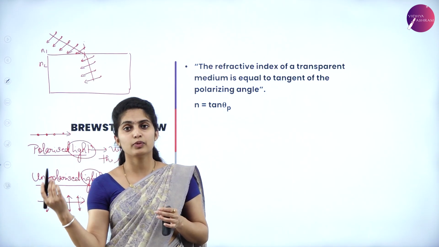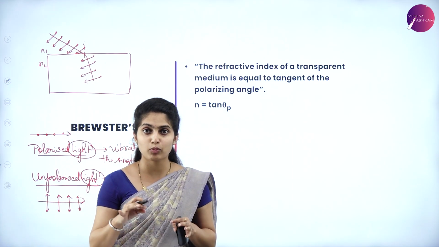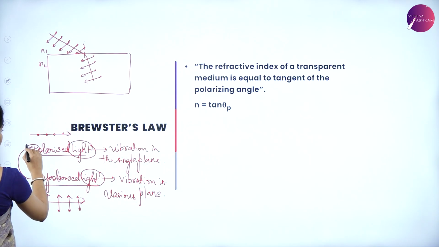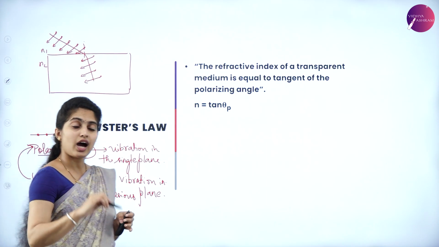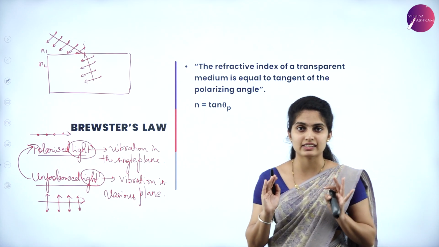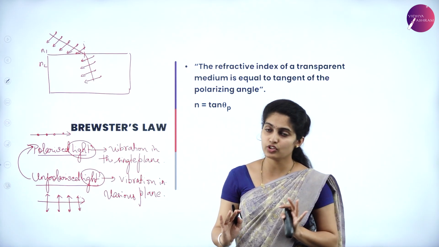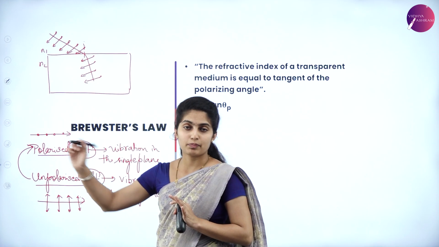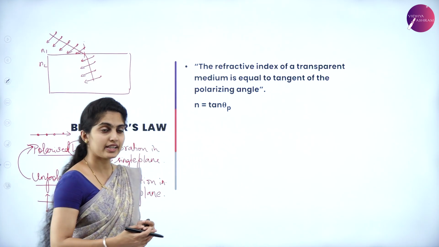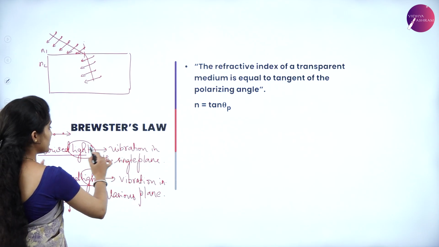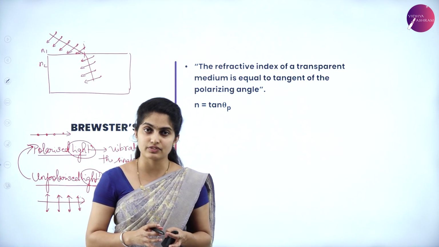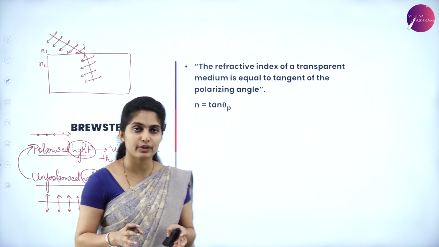But whenever polarization is taking place, polarization means conversion of unpolarized light to polarized light. Converting unpolarized to polarized light is called polarization. Very easy. So define polarization: conversion of unpolarized light to polarized light is called polarization. So what is polarized light? It is light which vibrates in a single plane. Unpolarized light vibrates in various, that is, different planes, right?